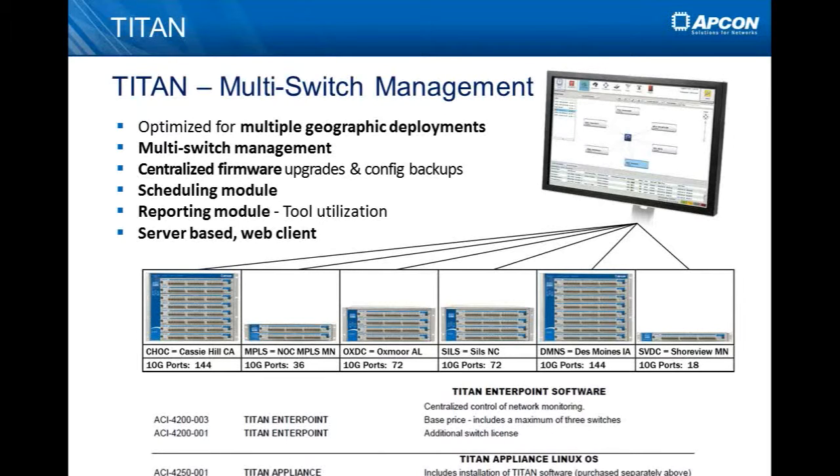If that's what you wanted, you would specify this part number. Or we can provide it as software only, in which case you'd use these part numbers. Notice the last digits on the end of this part number. This is a license for Titan Enterpoint. It's your base price, and it includes a license for up to 3 switches. If you're monitoring a deployment of more than 3 switches, you would then add enough of these individual switch licenses to cover every switch.